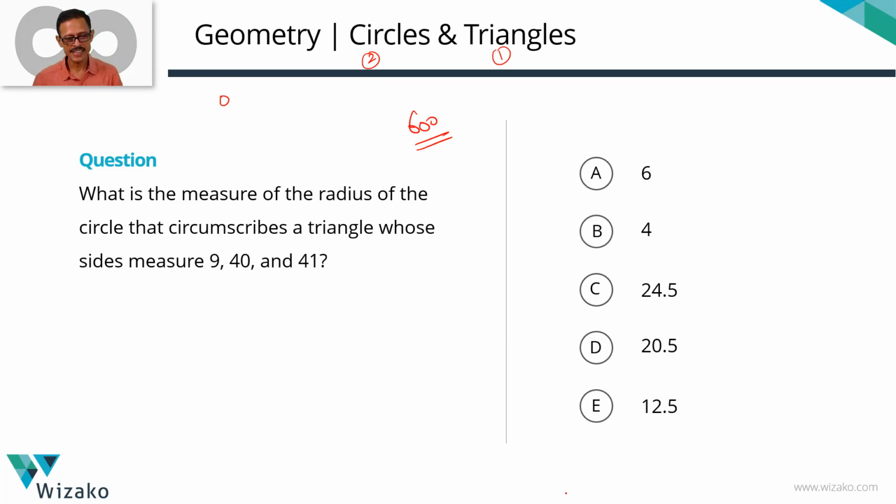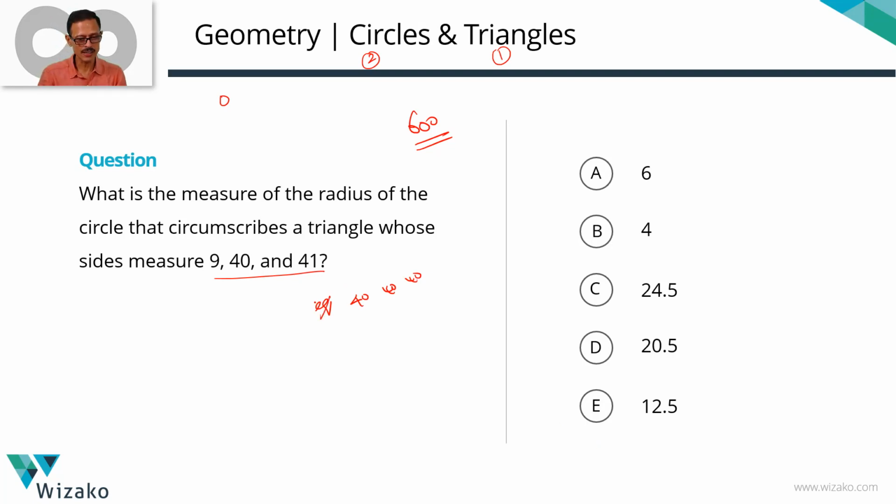What is the measure of the radius of the circle that circumscribes a triangle whose sides measure 9, 40 and 41? The first thing that we're going to deduce is: is this triangle a special property triangle? Equilateral triangle is a special property triangle. Had it been an equilateral triangle, the sides could possibly be 40, 40, 40 or 41, 41, 41, or 10, 10, 10. That's something that we would have deduced.